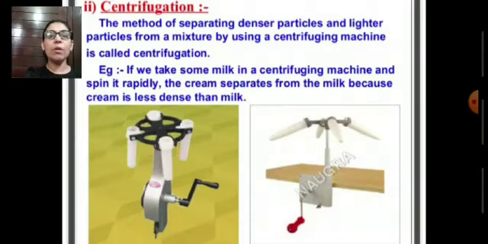So in this video we have discussed the various types of separating methods, how we can separate the various components from a heterogeneous mixture. In today's video we have discussed evaporation and centrifugation. For the further separating processes, we will discuss them in the next video. Thank you.